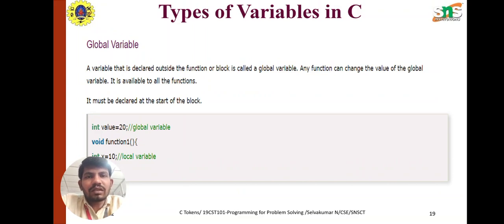A global variable is a variable that is declared outside the function or block. Any function can change the value of the global variable. It is available to all the functions. It must be declared at the start of the program. For example, int value equal to 20 is a global variable.